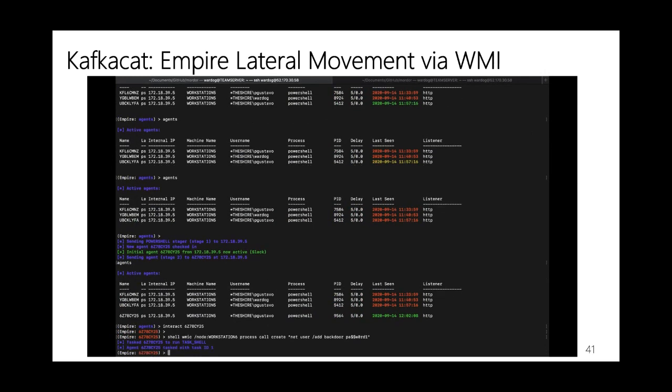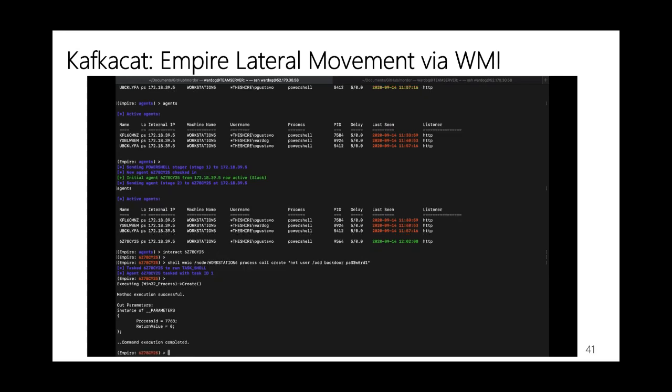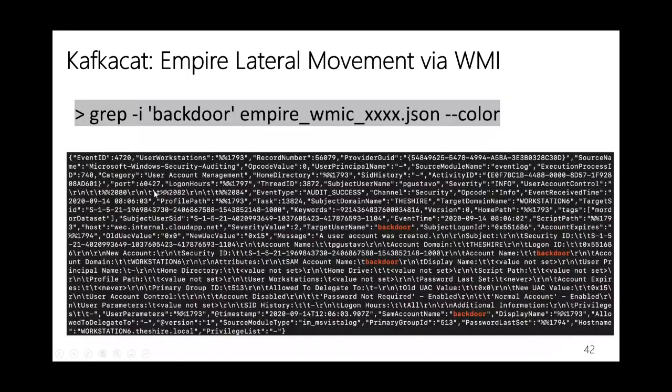And of course, I just run a wmake command, which would allow me to replicate some basic lateral movement technique. And as you can see, once I get the results back, I can just wait a little bit for the data to be sent to my JSON file, and then I can stop it. So that's how easy it could be.